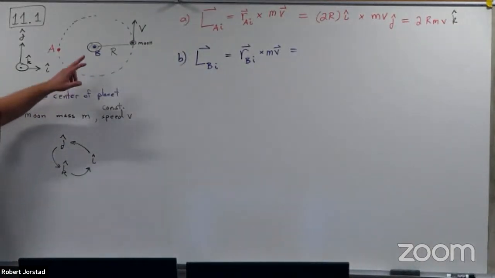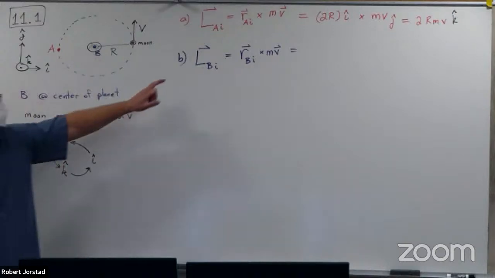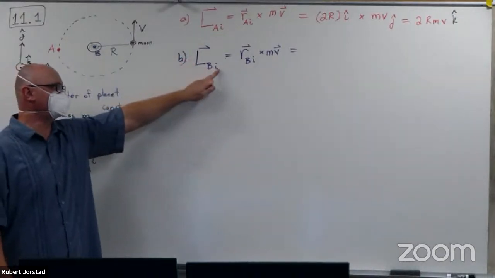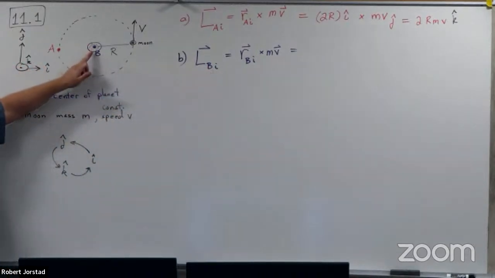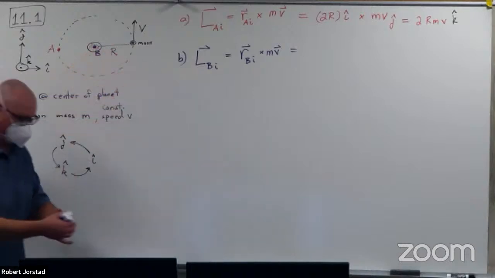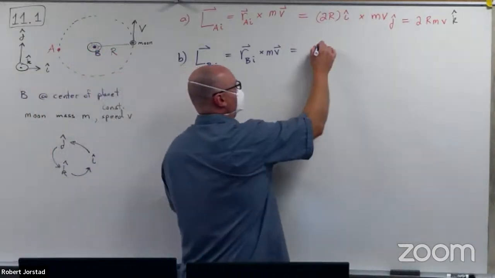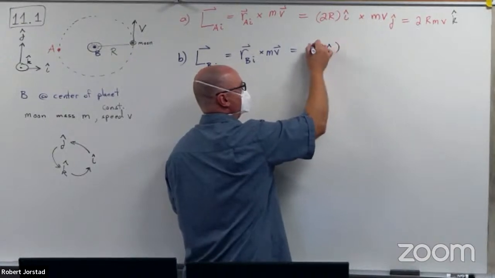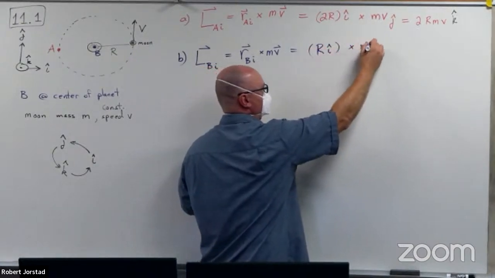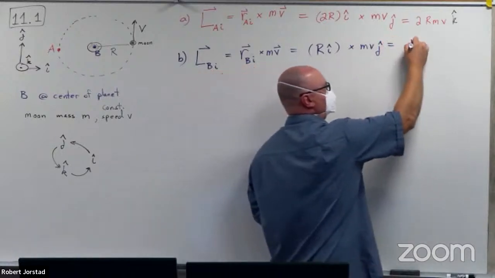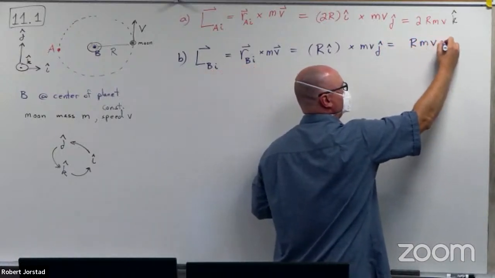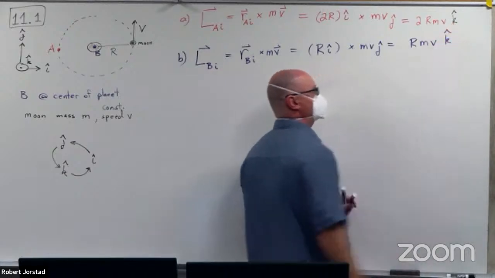Now I'm going to choose B as the pivot point. So I want to get the angular momentum initially about point B. What's the R vector? Positive I. That's correct. So I go R in the I hat. I'm going to cross that with MV in the J hat again. So notice here, I get RMV in the K hat. Agreed?